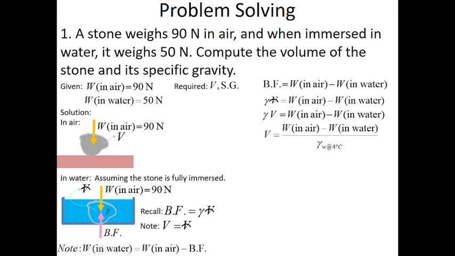So in that case, we have here the weight in air minus the weight in water. So this specific weight went there for the volume. The specific weight is considered at 4 degrees Celsius. Since the problem does not state the temperature of the water, that is always the assumption.